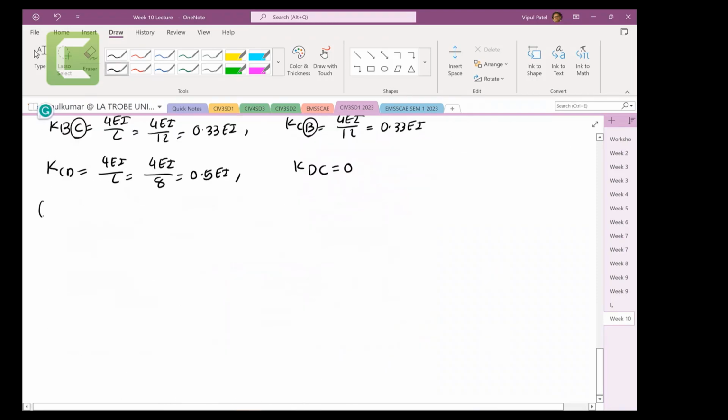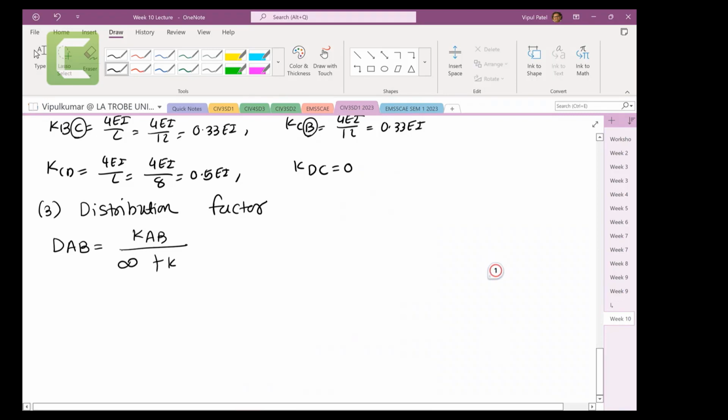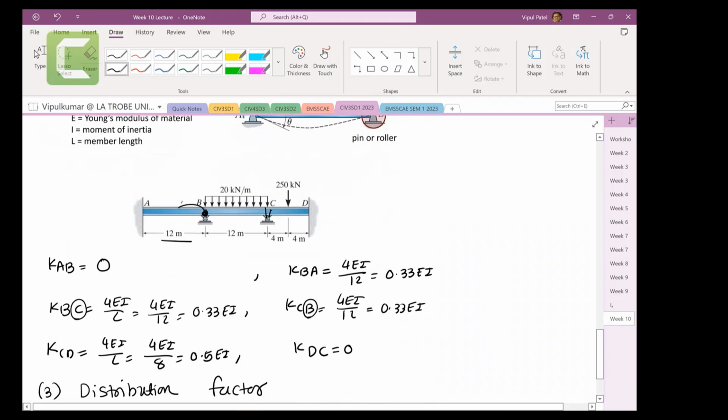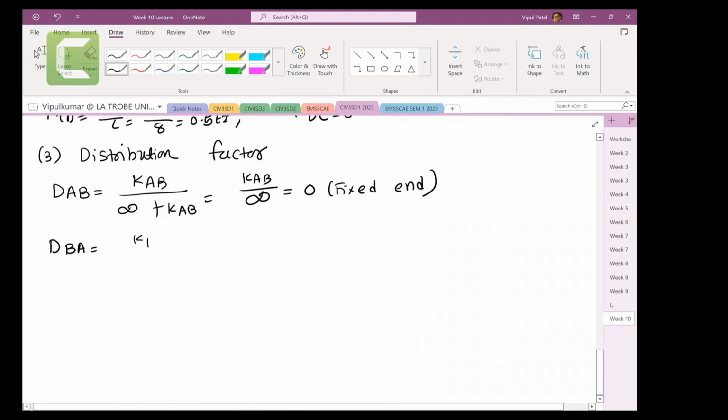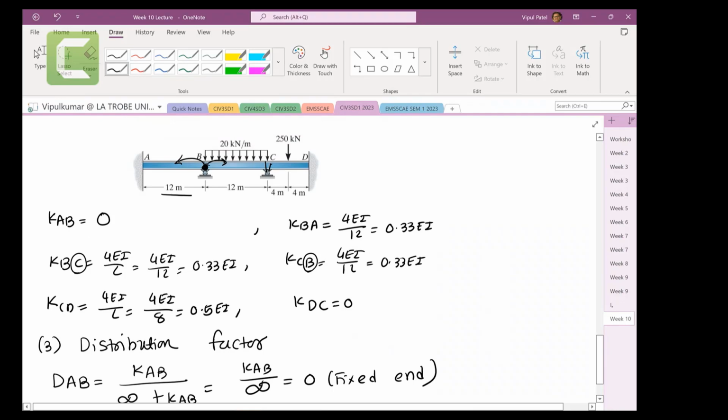Stiffness is found. And now number 3, we're going to find the distribution factor. To calculate the distribution factors, we have the distribution factor of AB equal to KAB over KAB plus infinity, so it makes it 0 because the fixed support is a fixed end. Distribution factor of BA: there is joint B. So KBA over KBA plus KBC, because you can look at the figure that joint B has 2 members, BA and BC.